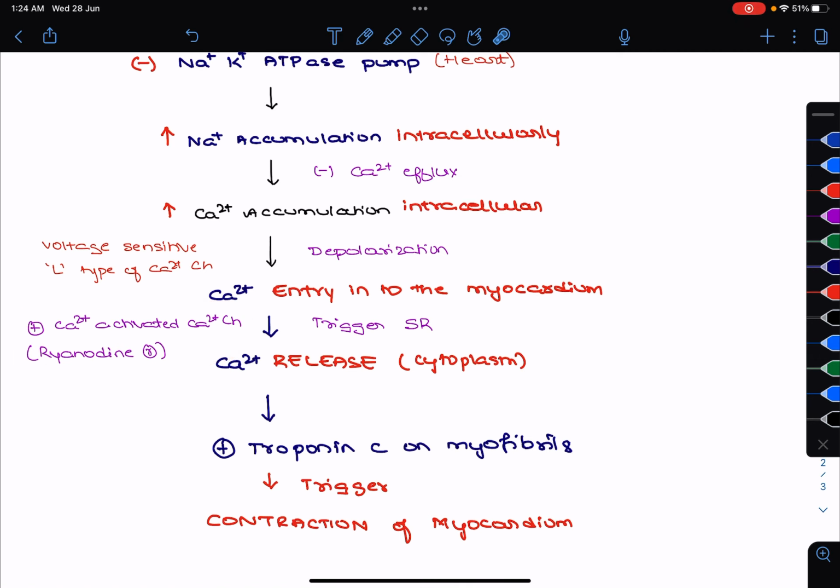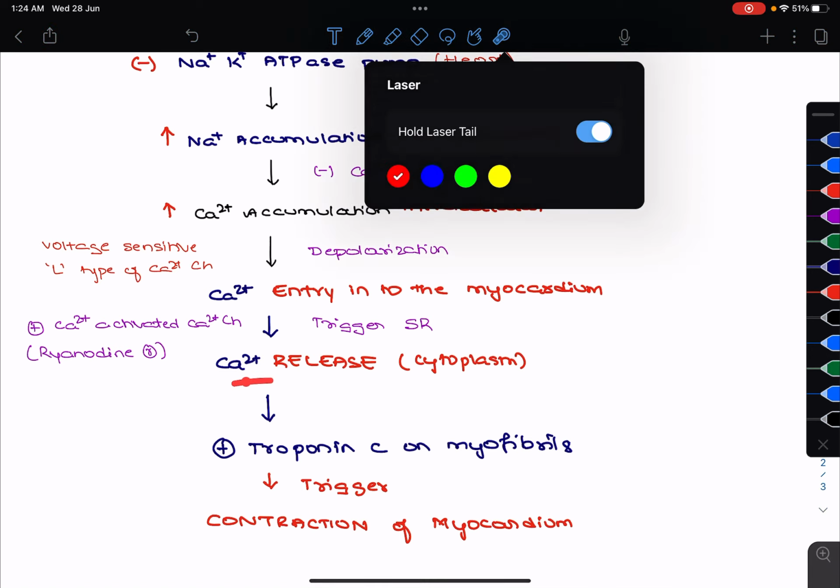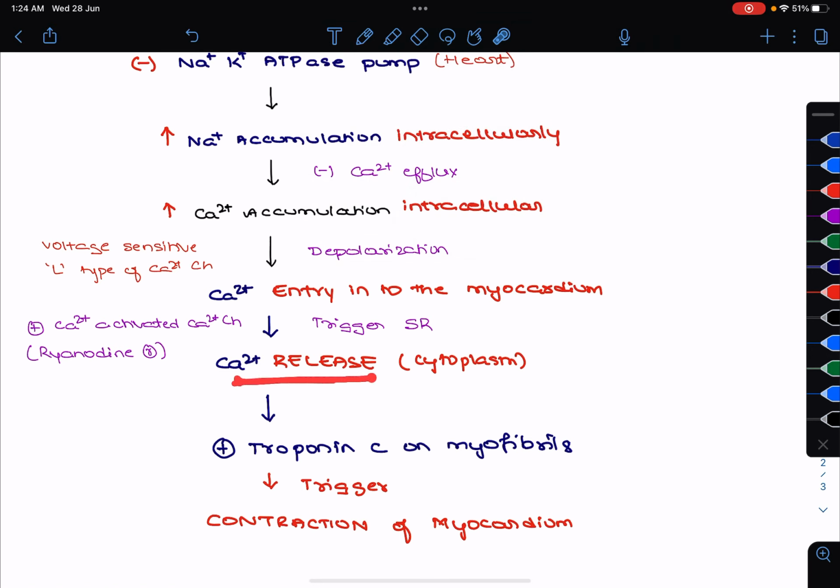Thereby, there will be more calcium released from the sarcoplasmic reticulum. So this released calcium, as well as the calcium accumulated intracellularly, will stimulate the troponin C on the myofibrils, and this will trigger the contraction of the myocardium.